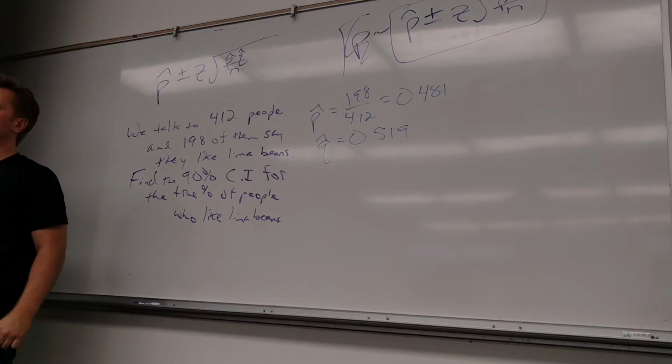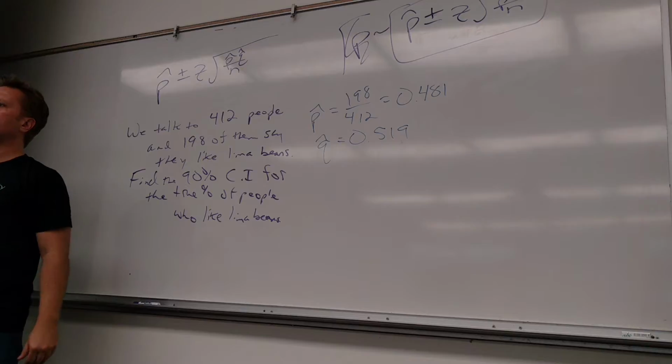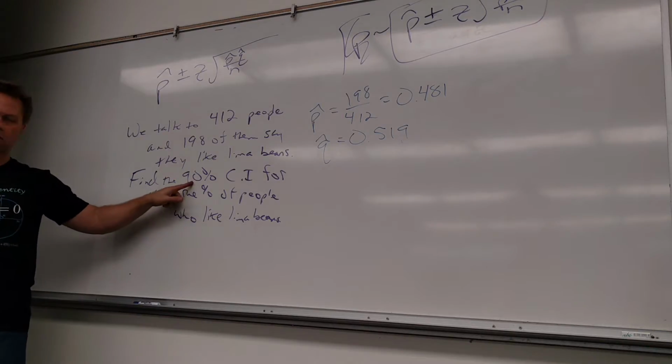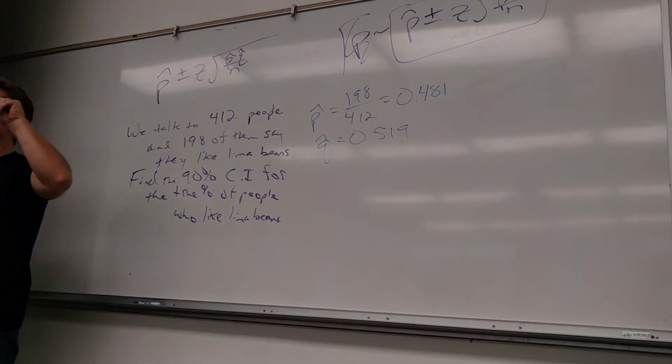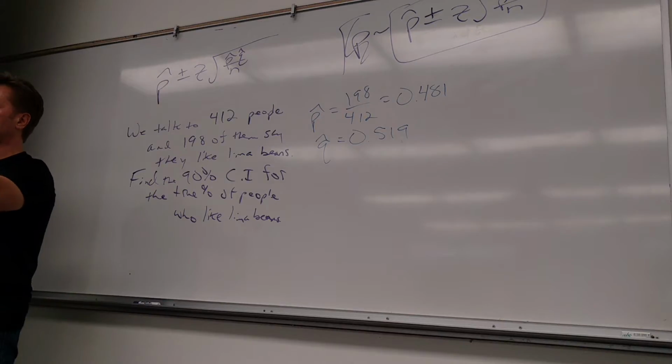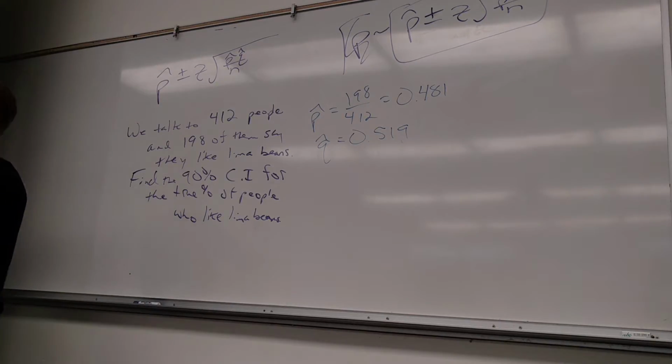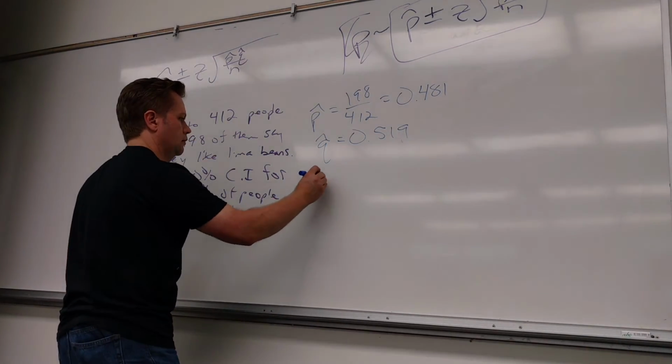I like it. So before I can look up a z-score for 90%, I have to know that it's legal for me to use the z-score chart. And when is it legal for me to use that chart? When I have a normal distribution. And how do I check it? In this case, np and nq. Right? In other words, n p hat, n q hat.